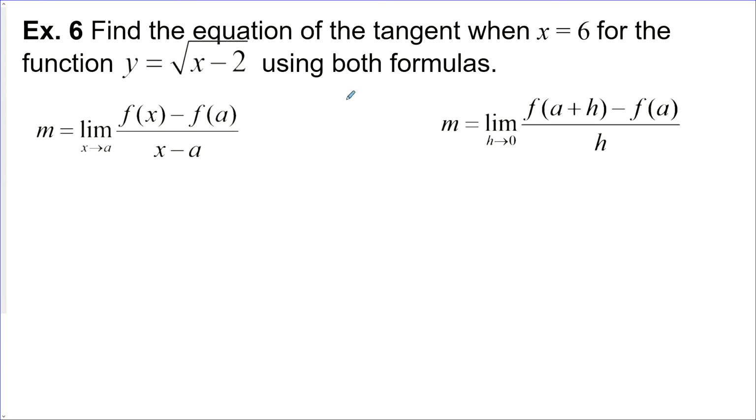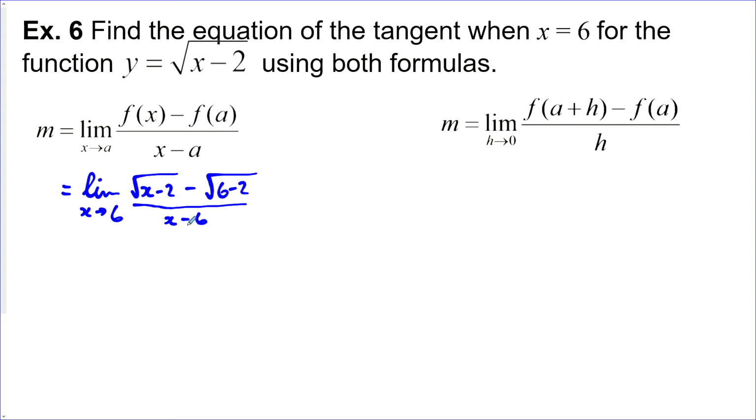Find the equation of the tangent when x equals 6 for the function y equals the square root of x minus 2 using both formulas. First we'll do formula 1 here. We've got the limit as x approaches 6. That means we have f of x here, which is just our function, so root x minus 2, minus the square root of 6 minus 2. And in the denominator, we would have x minus 6.